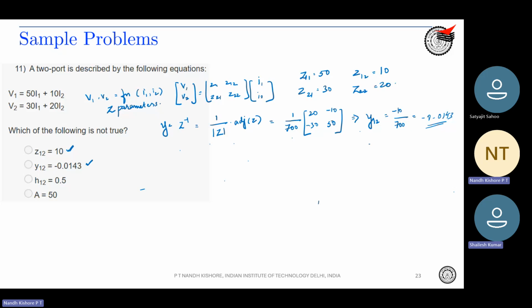So the Z option is correct, the B option is correct. So this is also correct.